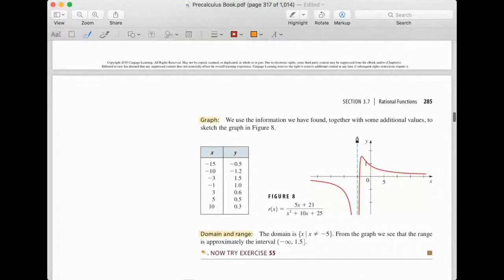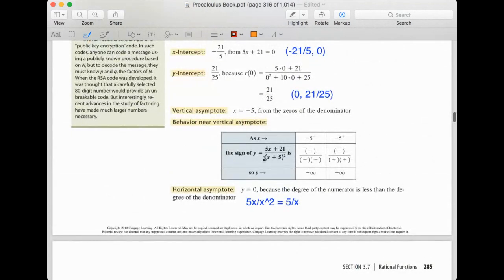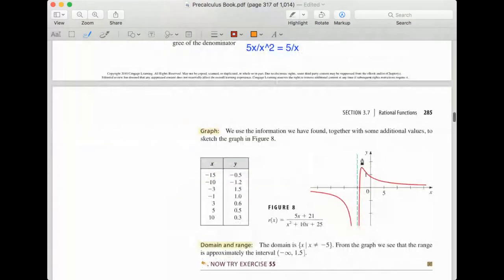Then we can graph our vertical asymptote and our horizontal asymptote, which is the x-axis, y equals 0. With those 2 asymptotes, the graph will never pass through them. Well, now let's find some points. So x equals negative 5 is our vertical asymptote. That gives us 2 intervals.